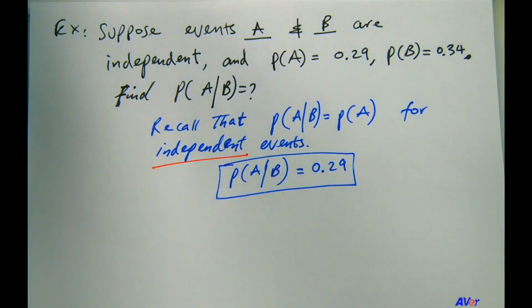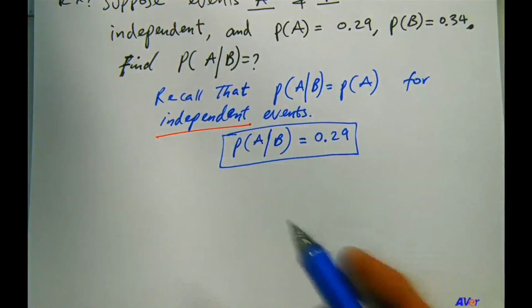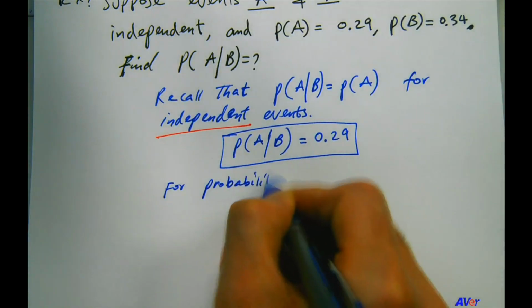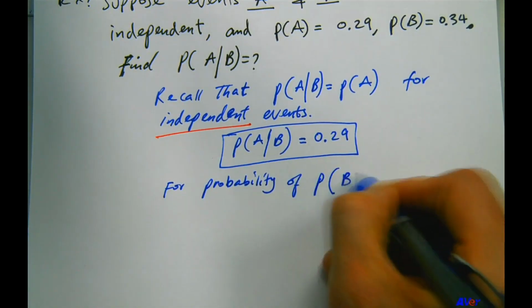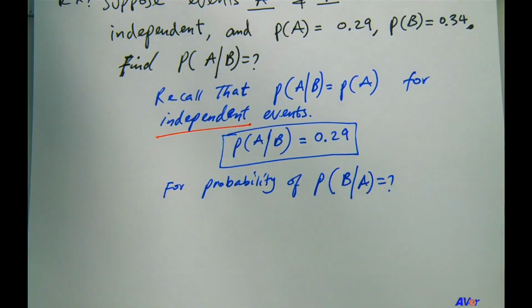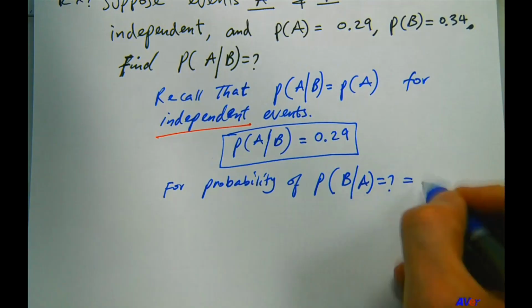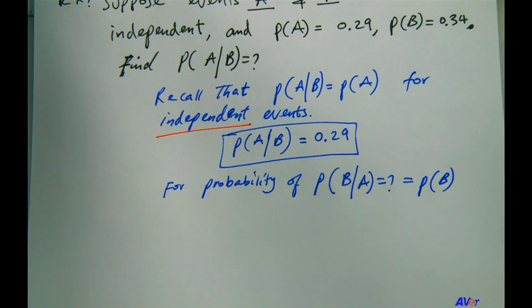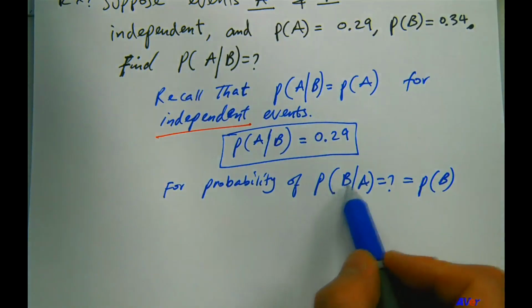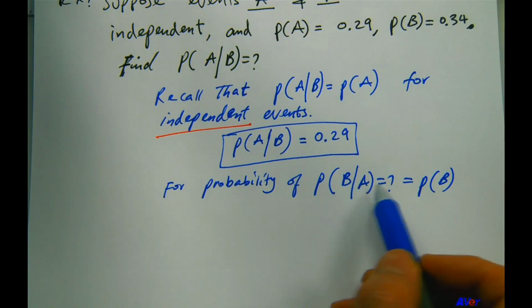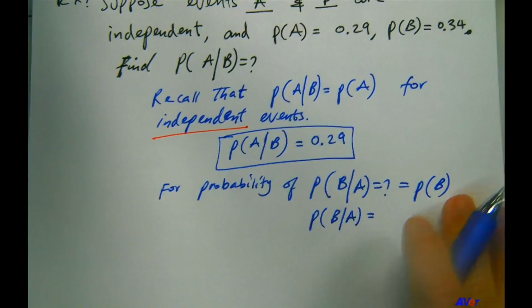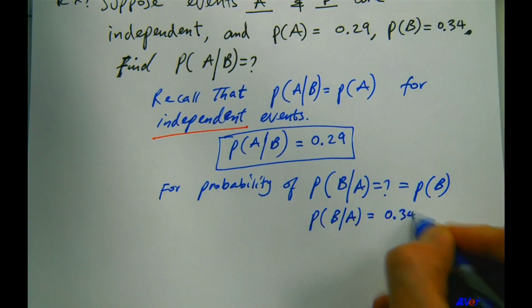Okay? And of course, if the question was asking for probability of B given A, if that was the question, then the answer, of course, would be probability of B, right? Because if they're independent of one another, then they have nothing to do with each other. So calculating probability of B given A is just probability of B again, with no regards to probability of A, because the two events have nothing to do with each other. Therefore, probability of B given A would simply be equal to probability of B. Okay, like that.